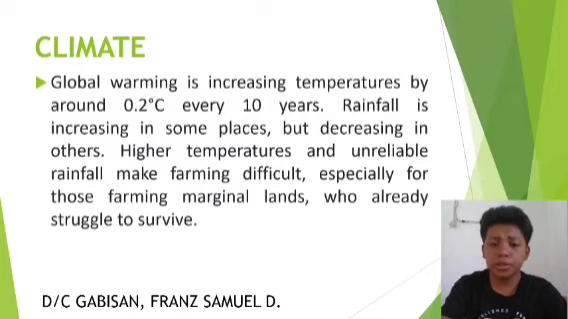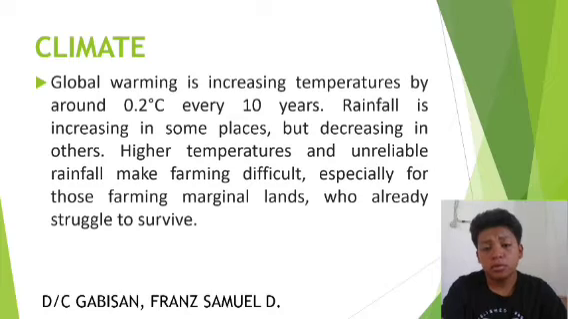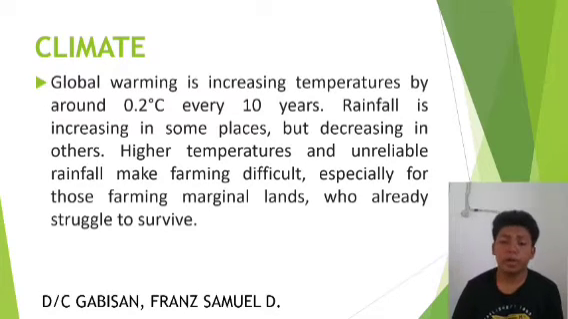So the first factor is climate. Global warming is increasing temperatures by around 0.2 degrees Celsius every 10 years. Rainfall is increasing in some places but decreasing in others. Higher temperatures and unreliable rainfall make farming difficult, especially for those farming marginal lands who already struggle to survive. Even advanced countries can be affected by drought. Countries such as Russia and Australia are huge exporters of food. When they suffer drought, there is less food available globally, and global food prices increase, leaving the poor vulnerable.